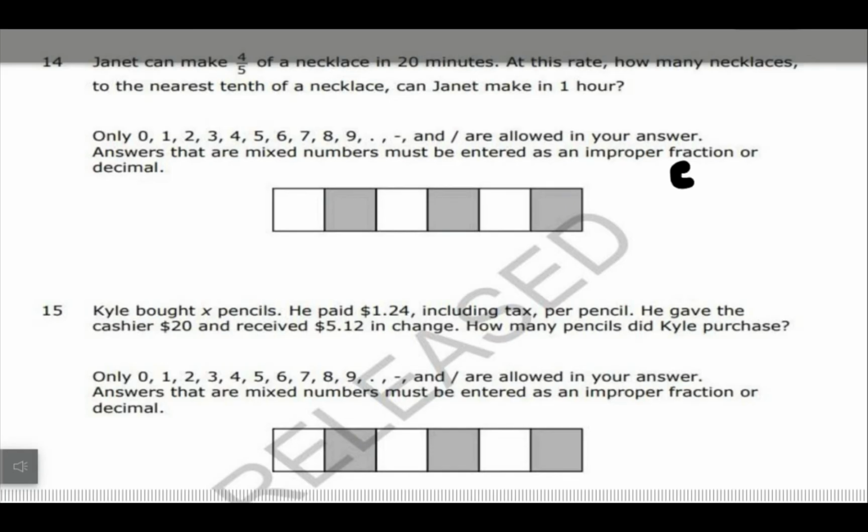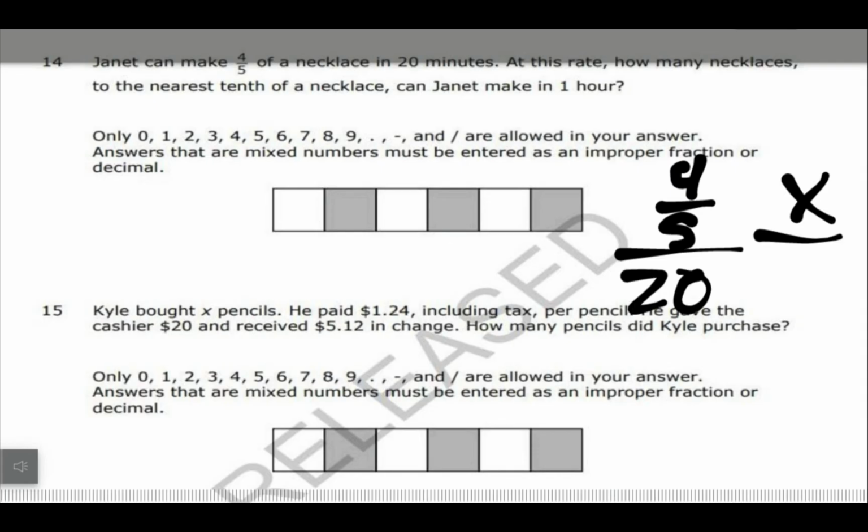So she can make 4/5 in 20 minutes. Okay, we want to know how many in, and this is where you got to be careful because this is in hours and this is in minutes. So we want to convert hours to minutes. So there's 60 minutes in an hour. All right. And then I would cross multiply.